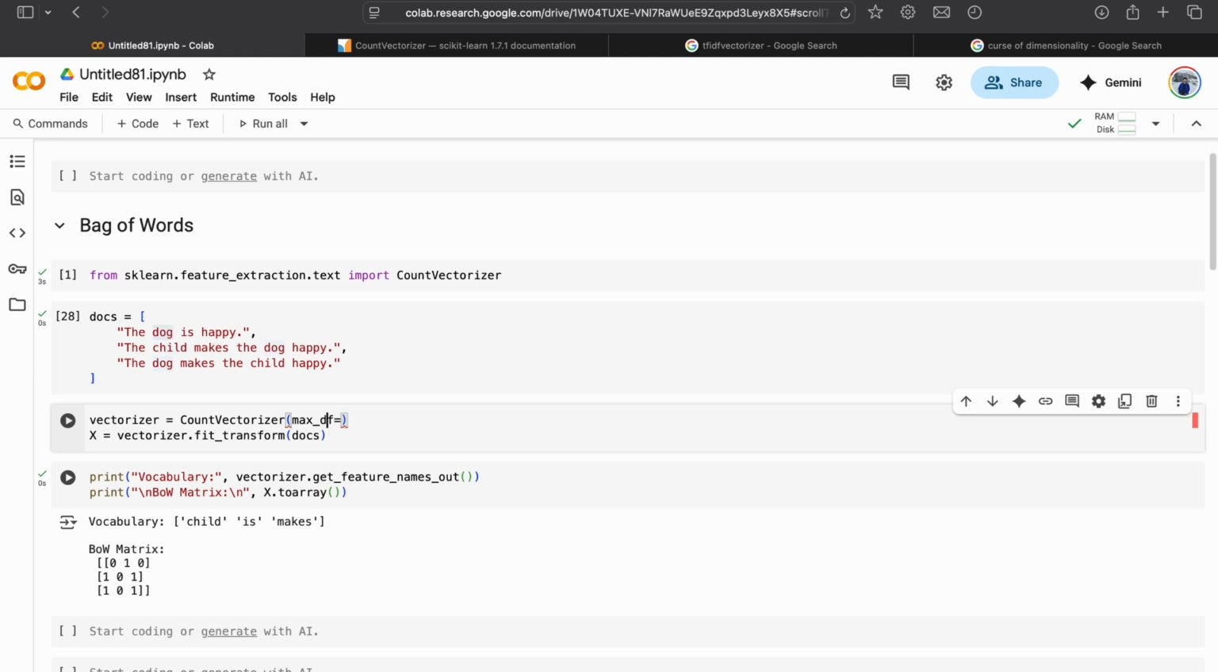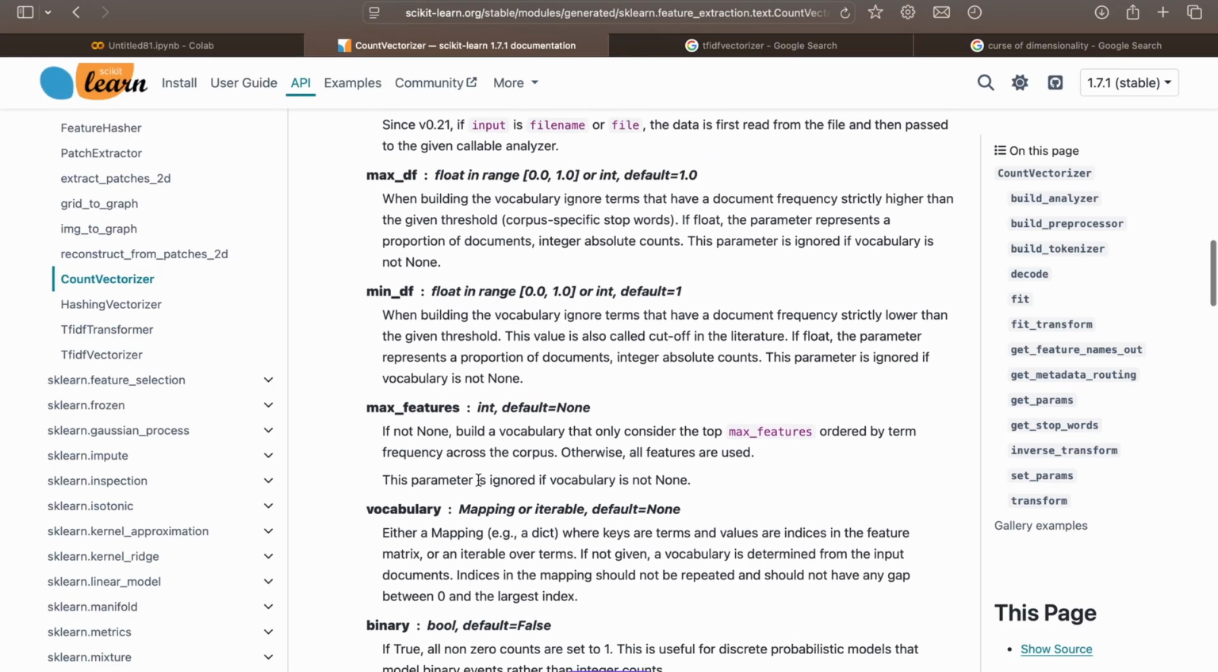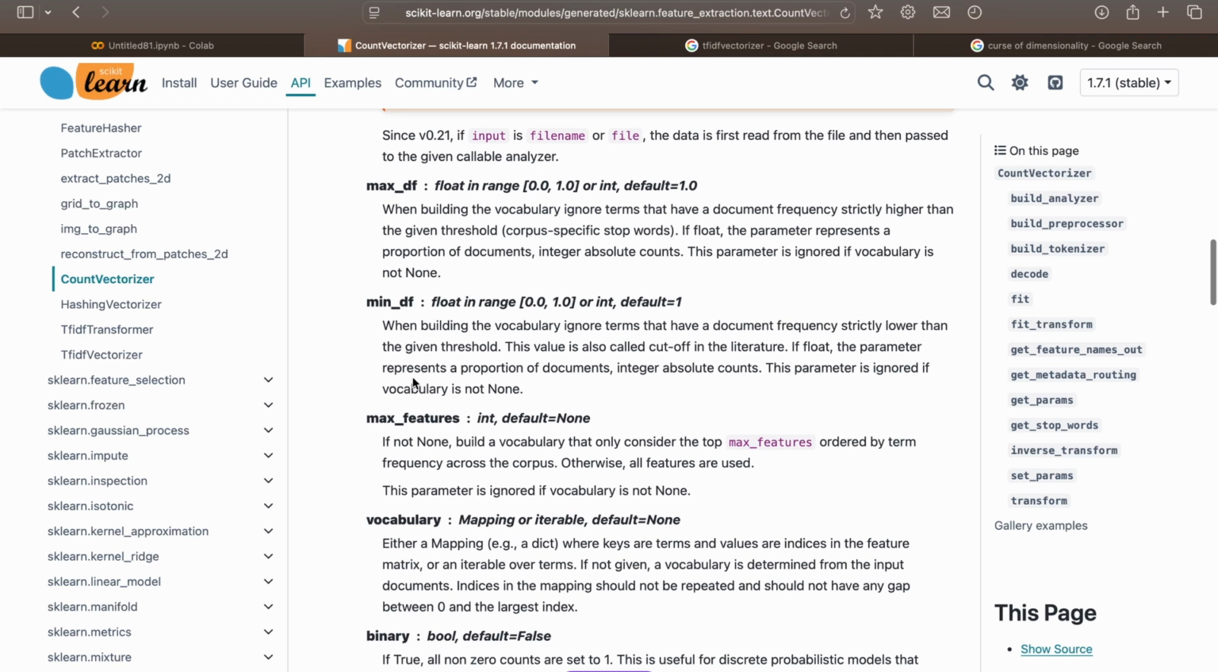And then we have the min_df. The next thing is the min_df, or minimum document frequency. So you can see the explanation here. Okay. When building the vocabulary, ignore the terms that have a document frequency strictly lower than the given threshold.